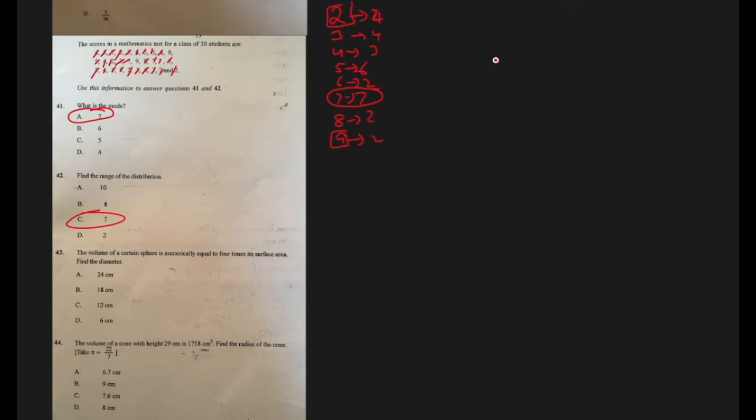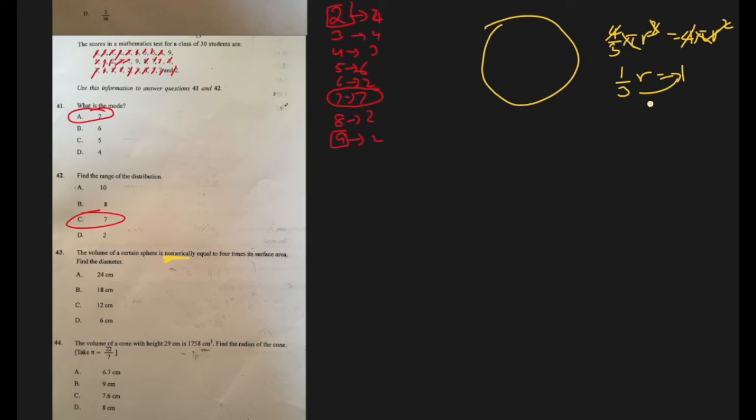The volume of a certain sphere is numerically equal to... okay, the volume is 3D and surface area is 2D, but they are numerically equal. So 4 over 3 pi r cubed, this sphere's volume, is numerically equal to its surface area, which is 4 pi r squared. Find the diameter. Nothing else is given. So we can cancel the 4, cancel pi, and r squared cancels with r, so only r is left. We are left with 1 over 3 r equal to 1, and 3 goes across and multiplies, so r is equal to 3. They're asking for the diameter, so 6.